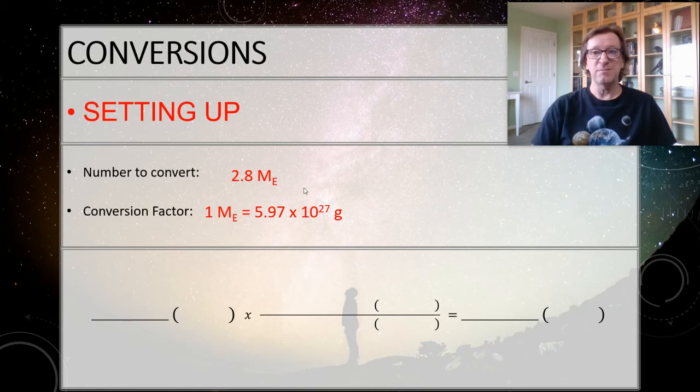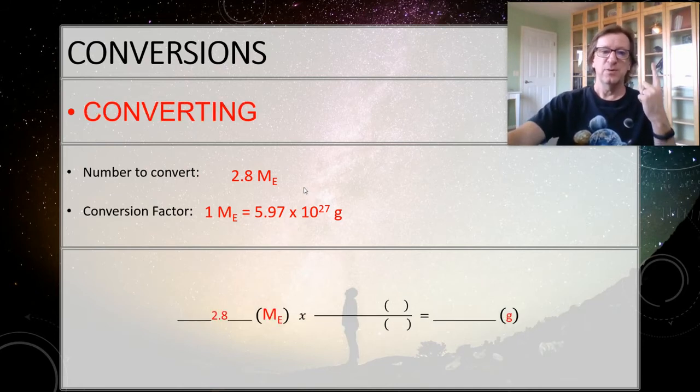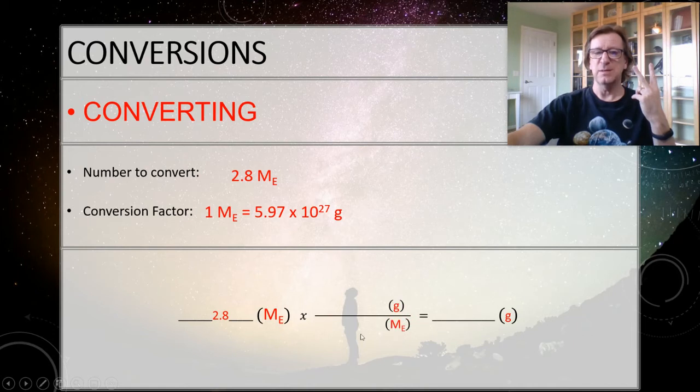All right, so you back? Got the answer? Let's go through the steps. Step 1, write down your number with its units times the fraction bar. Step 2, look at the units. Don't worry about the numbers, just look at the units. Grams and ME. I want the ME in the bottom so that it cancels.